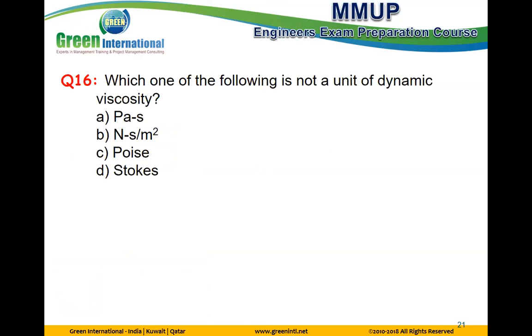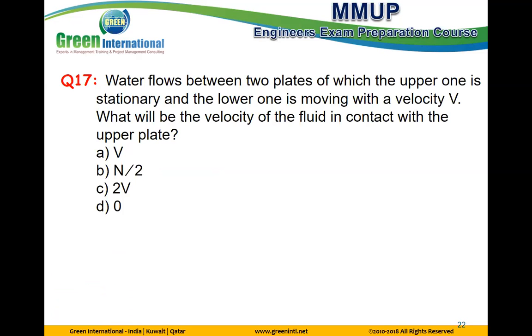Which one of the following is not a unit of dynamic viscosity? Stokes. Correct. Water flows between two plates, of which the upper one is stationary and the lower one is moving with a velocity V. What will be the velocity of the fluid in contact with the upper plate? Zero. And the lower plate? It's V. Yes. Anyone have a problem with this question? No. Clear for all? Zero.